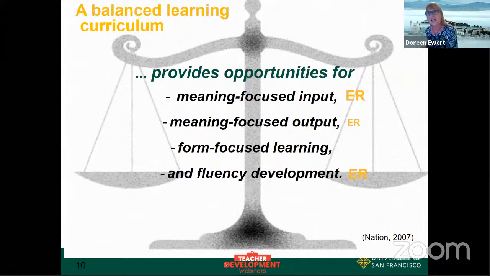If we think now about implicit learning in comparison, familiarity and focus on meaning is exactly what's happening with meaning-focused input and meaning-focused output. And then priming through massive amounts of language also happens through fluency development, as in the other two.